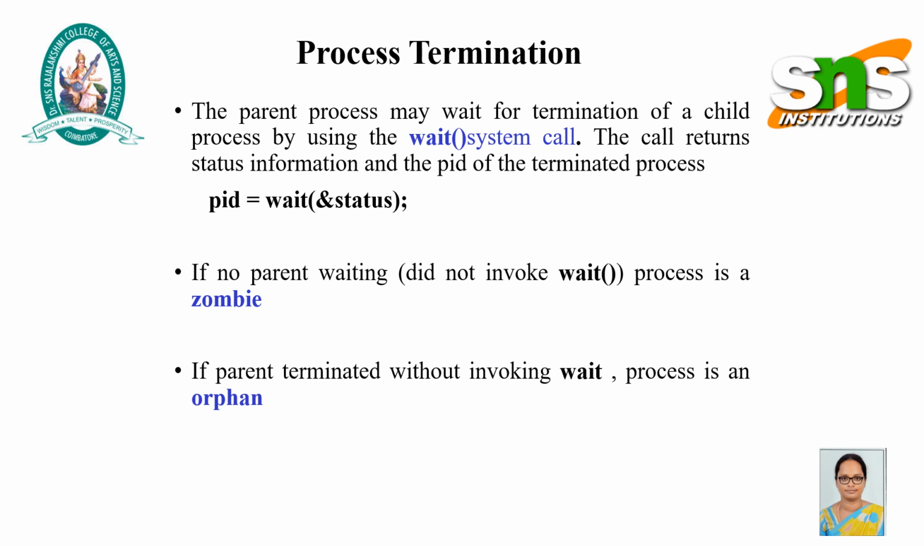The parent process may wait for termination of a child process by using the wait system call. The call returns status information and the process ID of the terminated process. So pid = wait(status) represents the status of a particular process. If no parent is waiting, the process is a zombie. If the parent terminated without invoking wait, the process is an orphan.